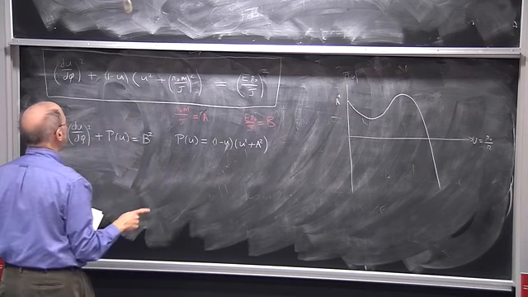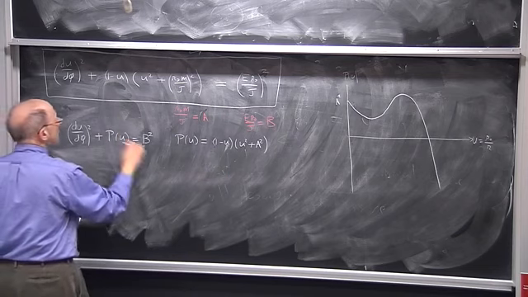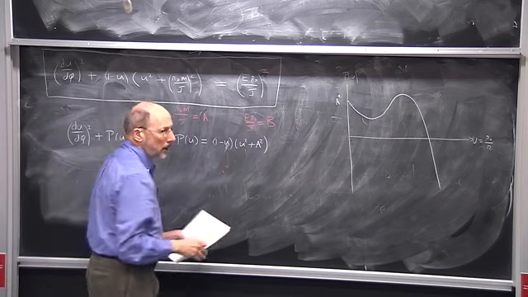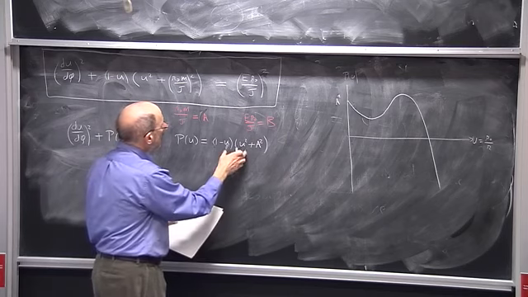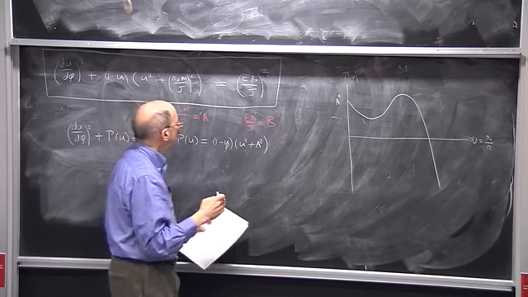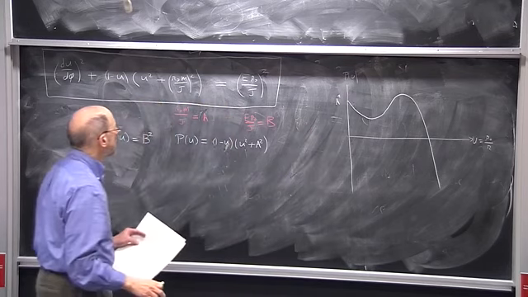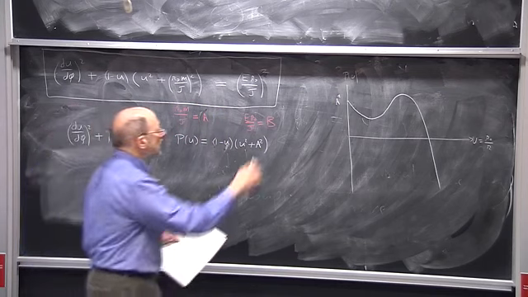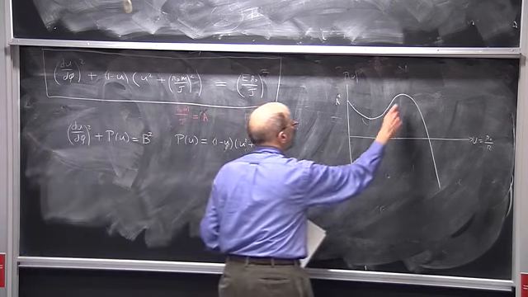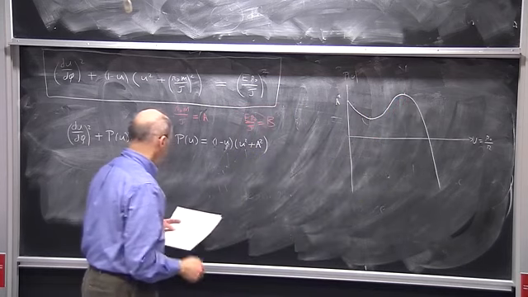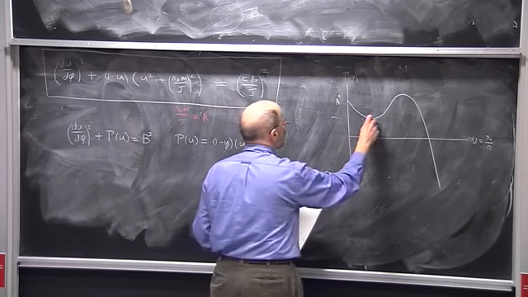So why have I drawn it like this? You see that it's a cubic polynomial. For large negative u, it's minus u cubed, so that's a very large positive number. For large positive u, it's a large negative number. And then the question is what it does in between. That is, where are the extrema of p of u?